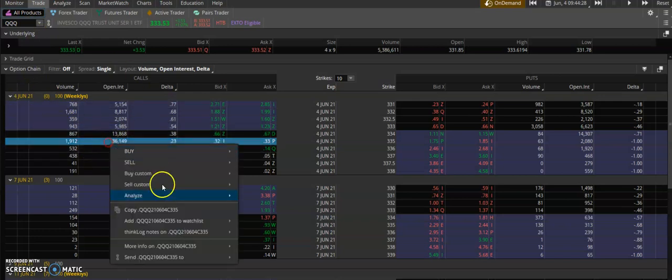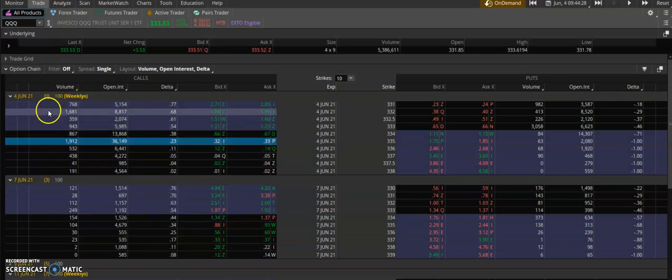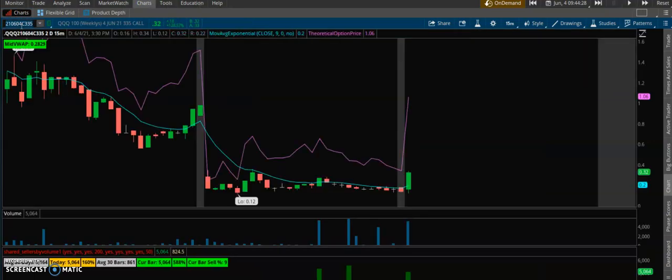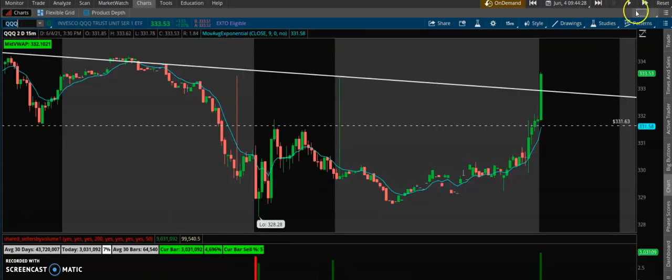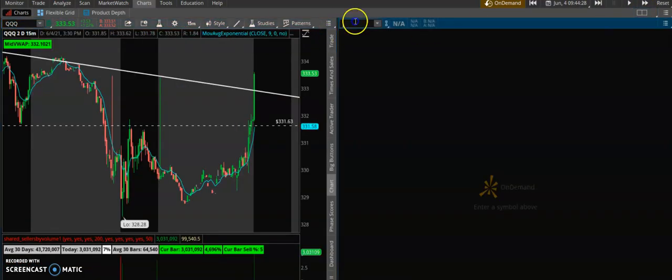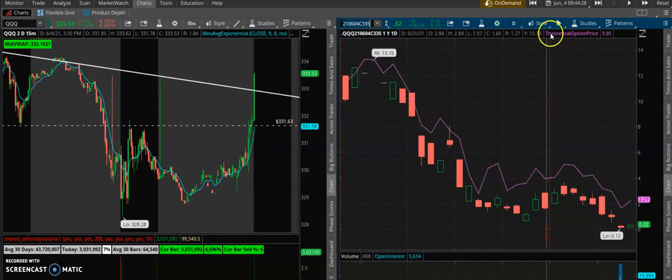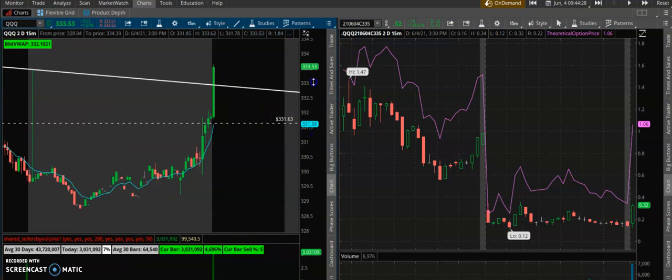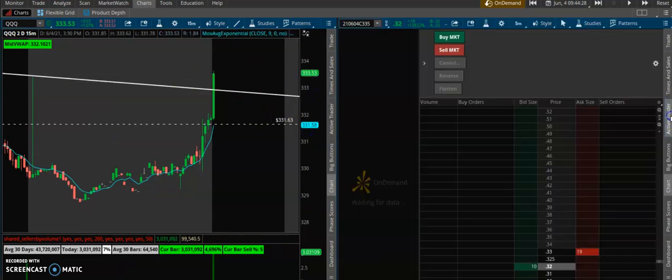This is the one I would choose in this situation because of the big volume and it's out of the money. Then I go here and I can copy it, and this is what it looks like right in that moment. Actually, the ideal thing is if you had multiple monitors, so that you can watch the underlying asset and the option at the same time.